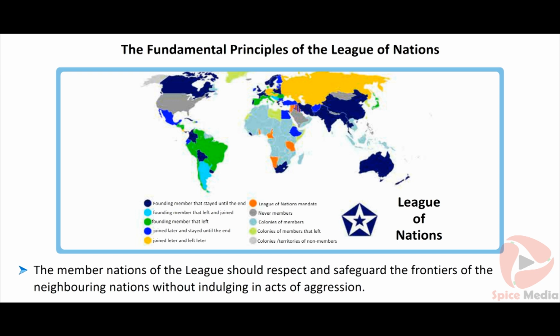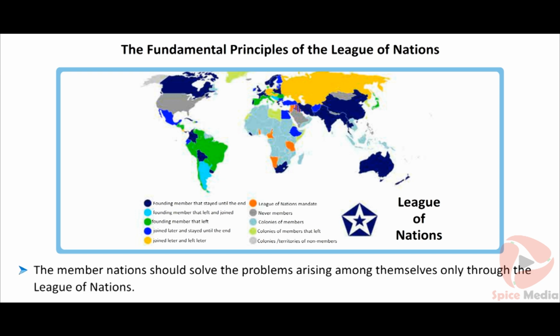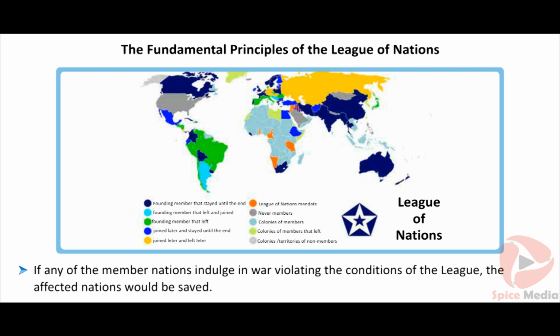On 14 February 1919, the Peace Conference examined the need for maintaining peace in the world. On 20 January 1920, the League of Nations was officially founded with its headquarters in Geneva, Switzerland. The fundamental principles of the League of Nations.